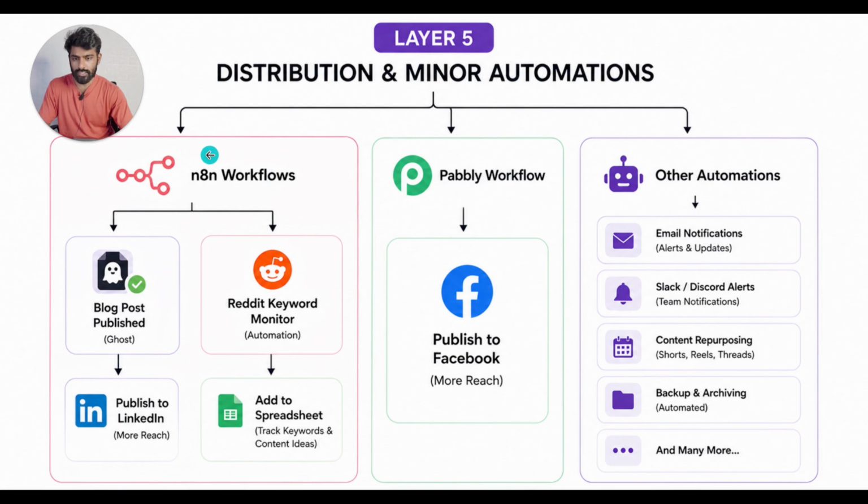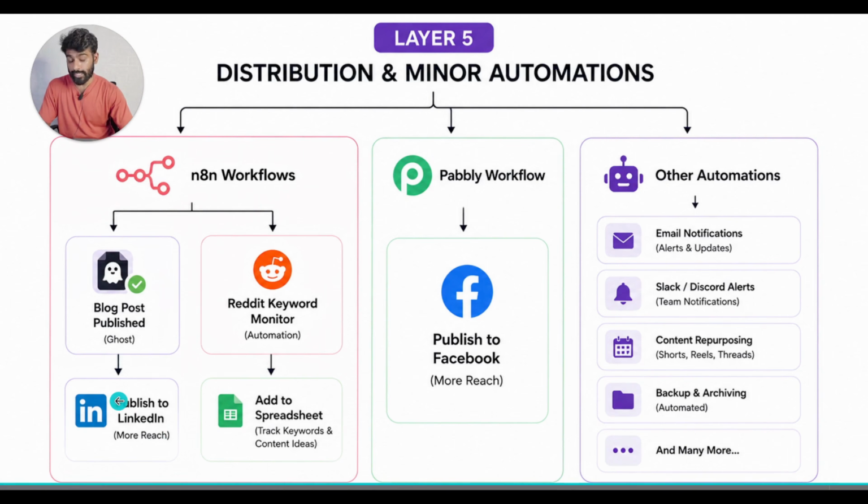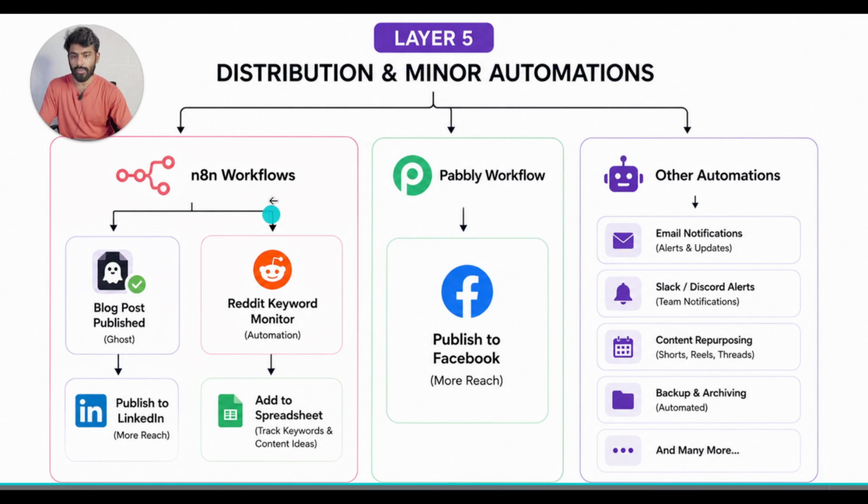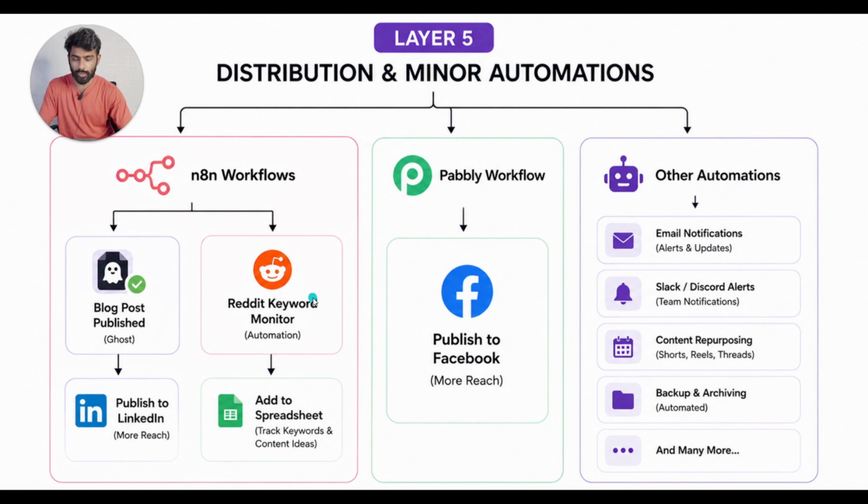Here we have basic automation. As I told you, first we have the N8N workflow here, and from here, when the blog post is published, it is published to LinkedIn. I think I have already shown you in layer 2 that when a blog post is published, it also goes to LinkedIn for more reach. Then in the N8N workflow we have one more workflow, that is the Reddit keyword monitor.